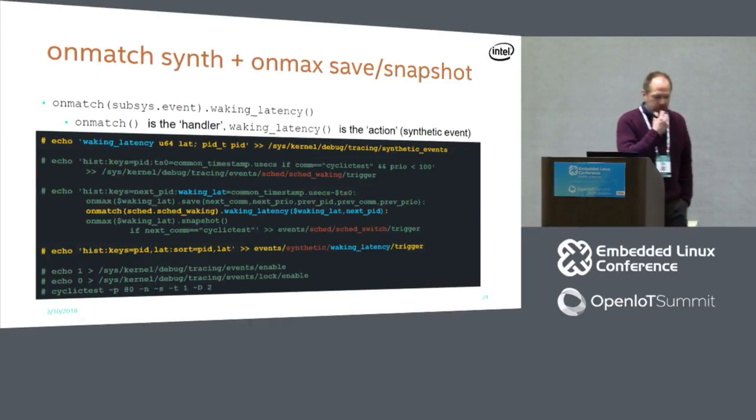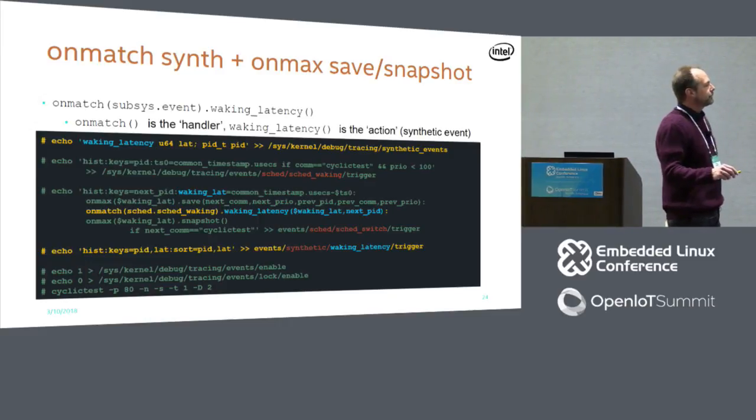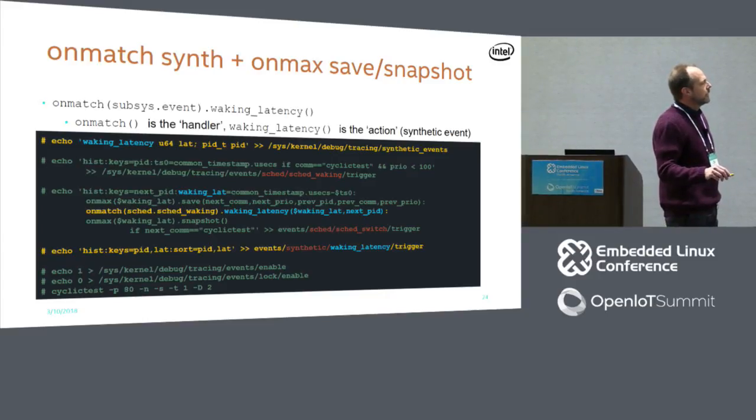So in terms of the triggers, it looks like this. The first line is how we actually go about creating our synthetic event. There's a file, this file is synthetic events. It's pretty simple. You just echo a description of the event, which is just the name of the event and a set of fields and their types. And then once you've done that, you end up with a synthetic event, an event here under the synthetic subsystem with the name that you gave it.